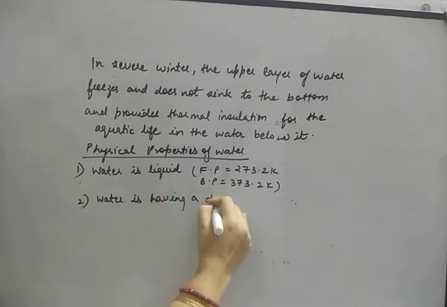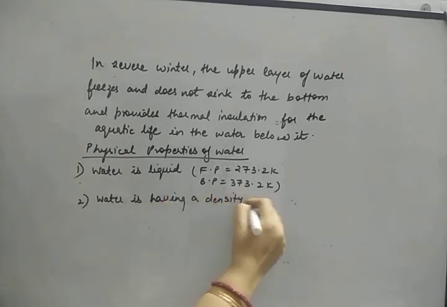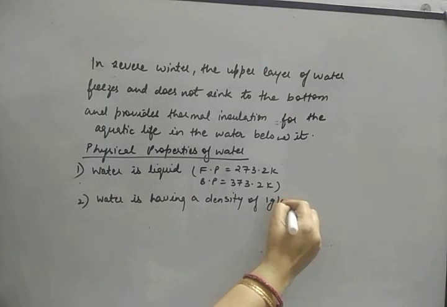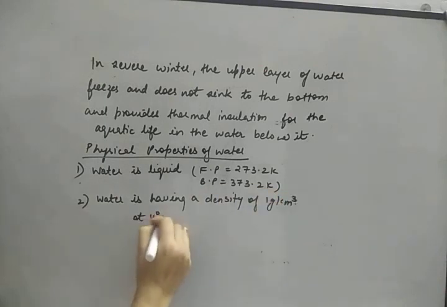The second is that water has a density of, this is the maximum density of water, 1 gram per centimeter cube at 4 degrees Celsius. So the maximum density of water is 1 gram per centimeter cube at 4 degrees Celsius.